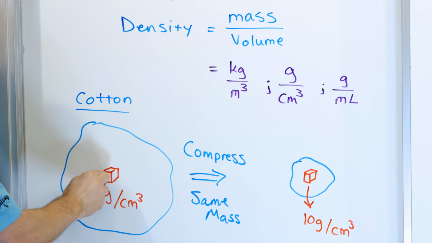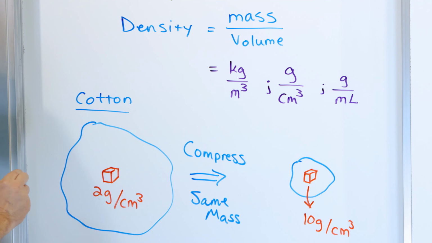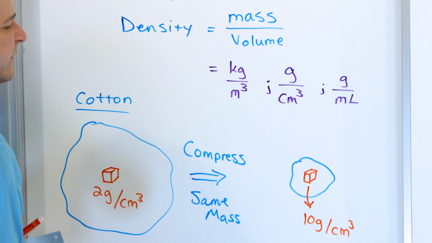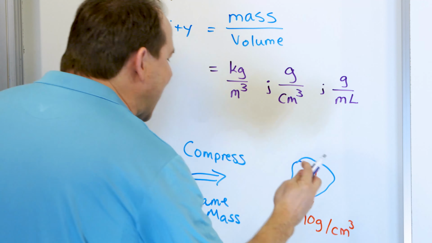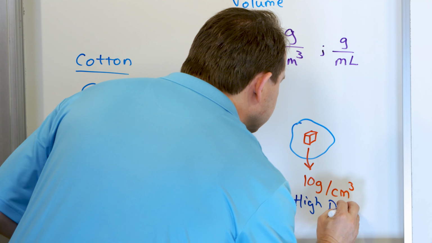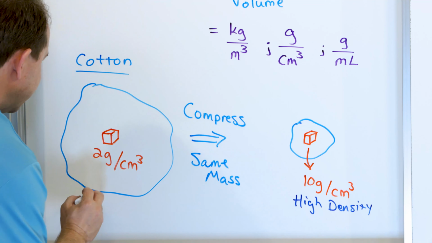So if you cut 1 cubic centimeter out of each of these things, and measure the mass, then of course you have a higher mass for the same cubic centimeter. We say that this is a higher density, and we say that this one is a lower density.